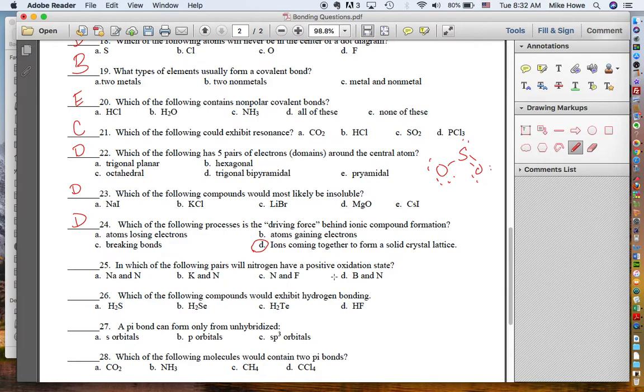So which of these pairs will have nitrogen in a positive oxidation state? Nitrogen would have to bond with something more electronegative than it is. There are only 2 elements more electronegative than nitrogen, and they are fluorine and oxygen. So if nitrogen bonds with fluorine, or if nitrogen bonds with oxygen, nitrogen will be positive.